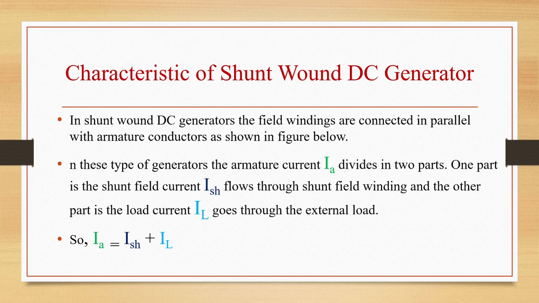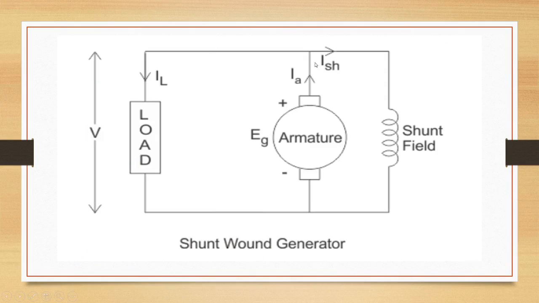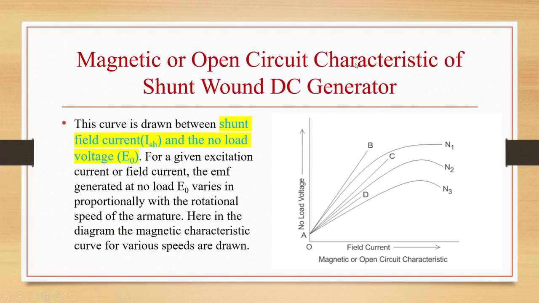So the armature current will be the addition of shunt field winding current and load current, as you can see in the diagram. This is the shunt field in parallel with the armature winding, and IA is the armature current which is getting divided into ISH and IL. So IA is equal to ISH plus IL in a shunt wound generator.